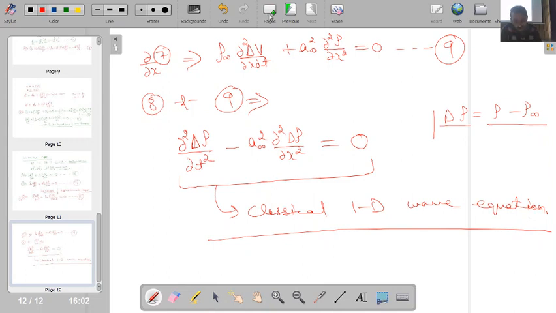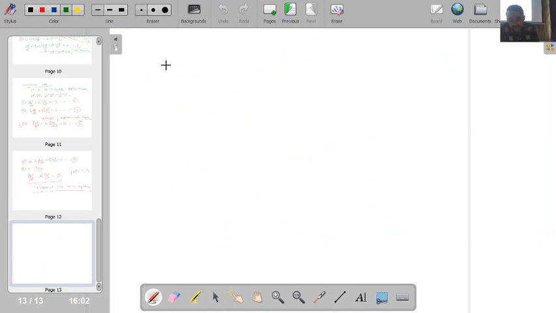Usually the solution of this equation can be written as delta rho is equal to some function f of x minus a infinity t plus some arbitrary function g of x plus a infinity t. So we have an argument which is a combination of space and time. I am considering that the solution delta rho is some arbitrary function f of x minus a infinity t plus some arbitrary function g of x plus a infinity t.